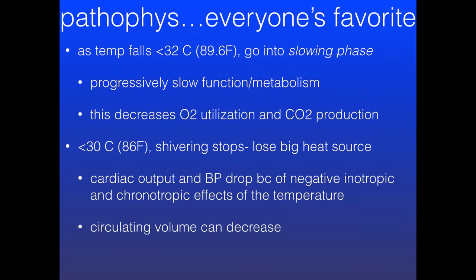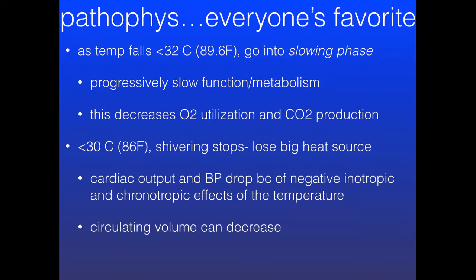Once you get to 32 degrees Celsius and below, you're going to go into a slowing phase, which gives an overall global decrease in function and metabolism of the different organs, cells, etc. in the body. The goal with doing that is to decrease the oxygen utilization and CO2 production. Once you get below 30 degrees, shivering is actually going to be lost. The muscles just can't carry out that function anymore. And the temperature is going to cause negative inotropic and chronotropic effects on the heart, so you're going to get a decrease in cardiac output and also blood pressure.